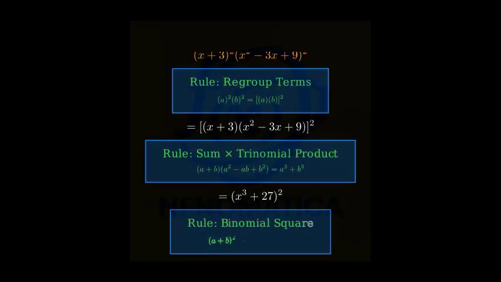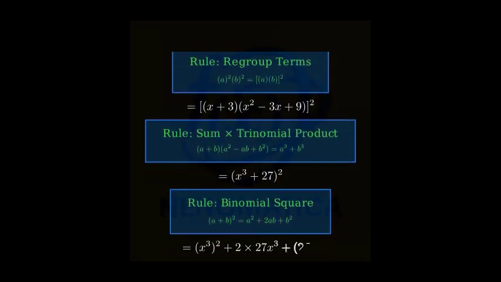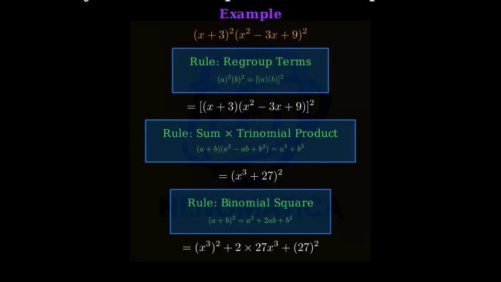When we square a binomial, we can use the formula (a plus b) squared equals a squared plus 2ab plus b squared. So, (x cubed plus 27) squared equals x cubed squared plus 2 times x cubed times 27 plus 27 squared.